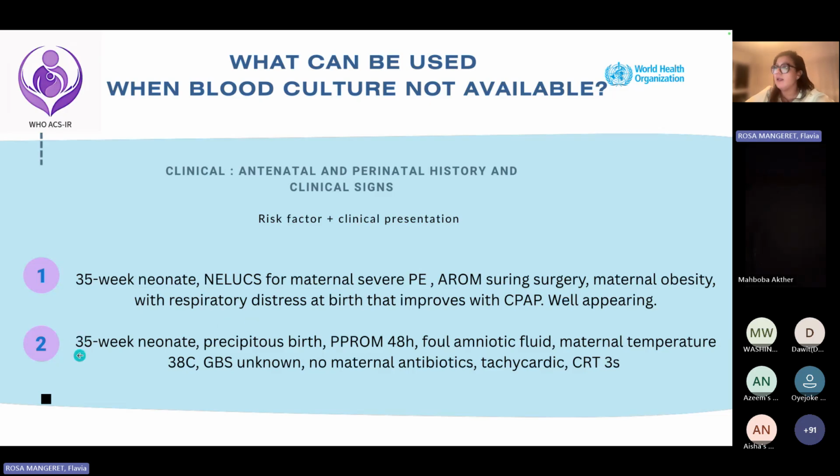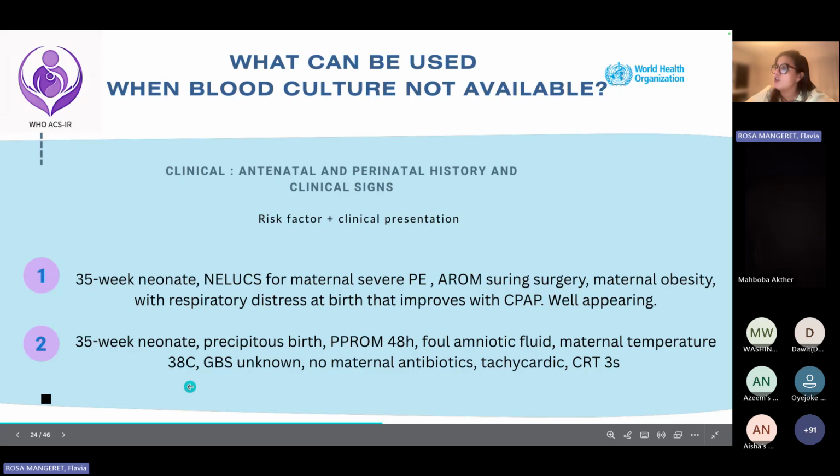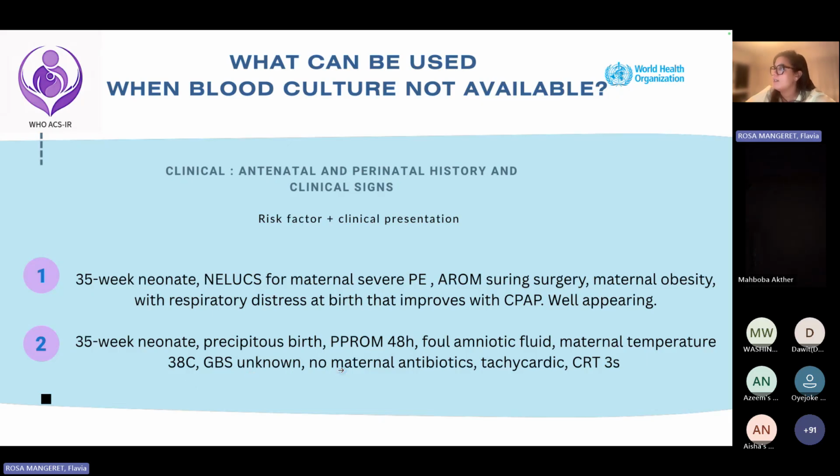The second baby is a 35-week neonate, precipitous birth. He had a premature, prolonged rupture of membranes of 48 hours. There is foul-smelling amniotic fluid. Maternal temperature is 38 degrees. GBS is unknown. There are no maternal antibiotics. The baby is born tachycardic and has a CRT of 3 seconds.